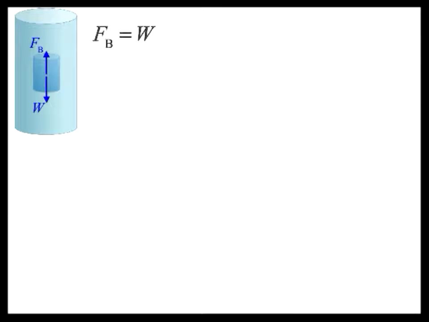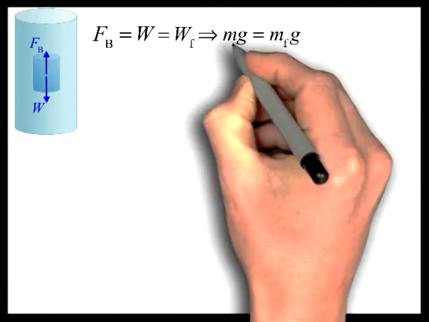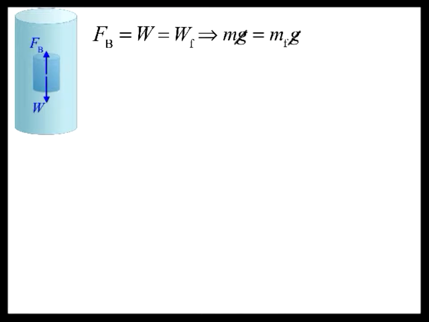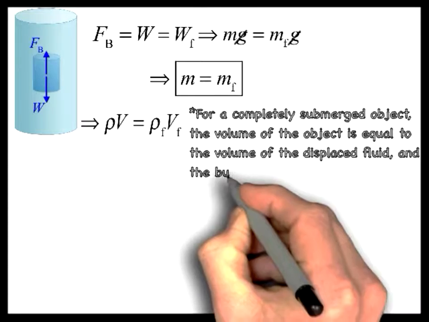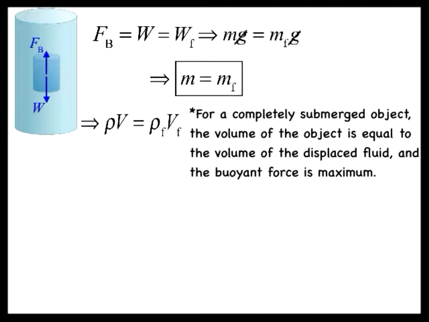The buoyant force must equal the weight of the object. But by Archimedes' principle, we can write the buoyant force as the weight of the displaced fluid. Each of these weights is equal to an mg. The g's cancel, and we see that the mass of the displaced fluid being equal to the mass of the object is another necessary condition for floating. Each of these masses can be written as a density times a volume. The maximum buoyant force would occur when the volume of the displaced fluid is equal to the volume of the object, i.e. the object is completely submerged.